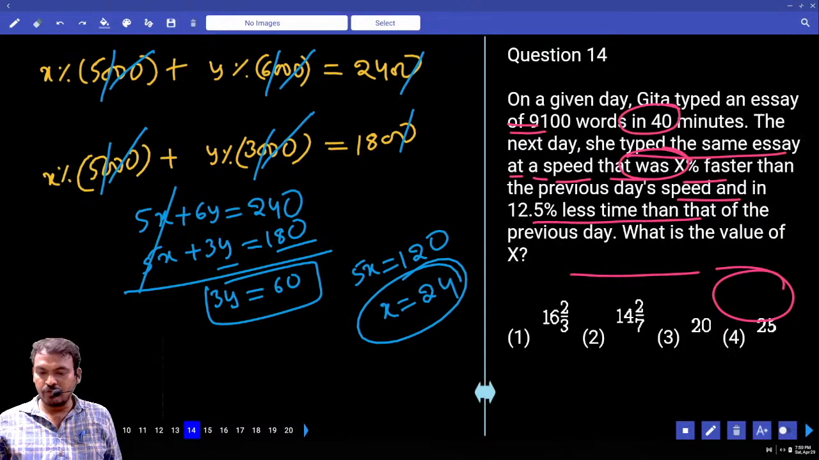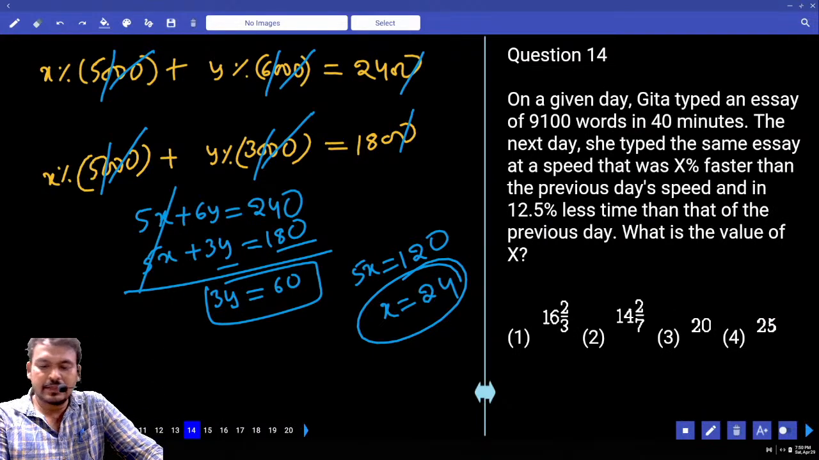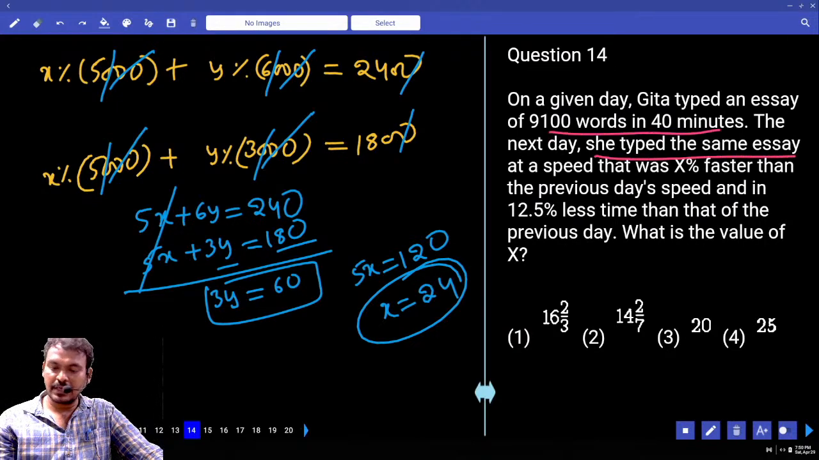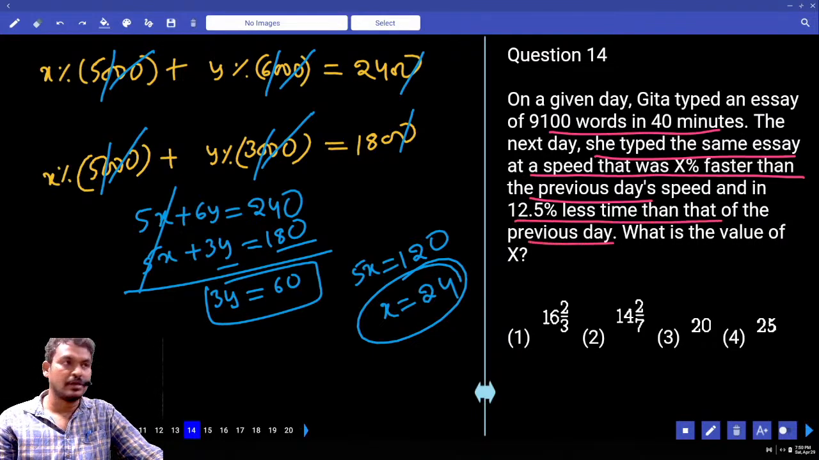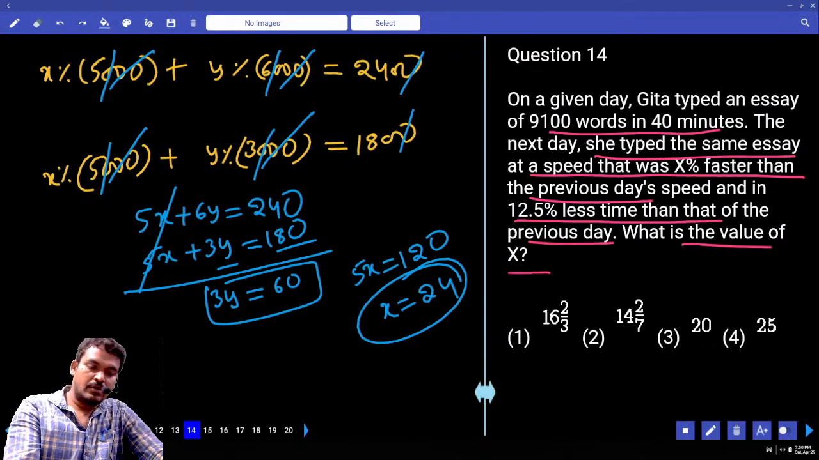Next question number 14. On a given day, Geeta typed an essay of 9,100 words in 40 minutes. The next day, she typed the same essay at a speed that was X% faster than the previous day's speed, and in 12.5% less time than the previous day. What is the value of X? What is the previous day's work?